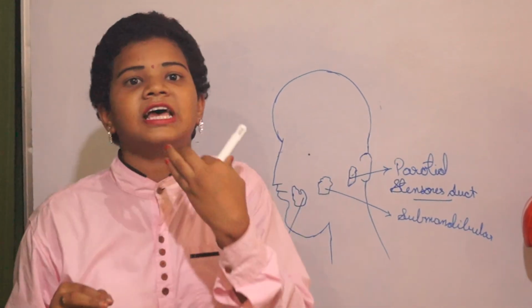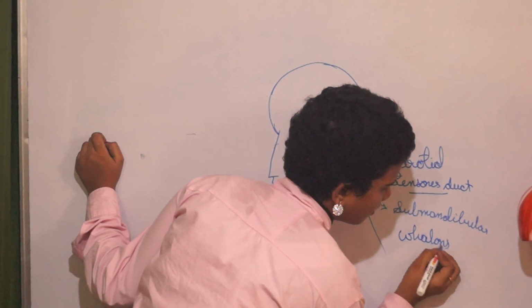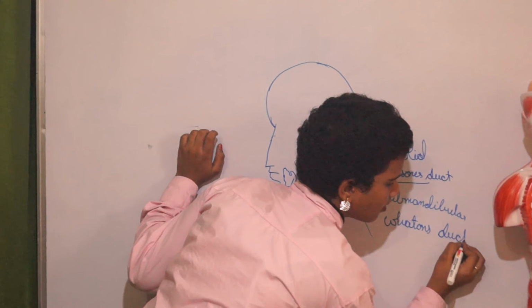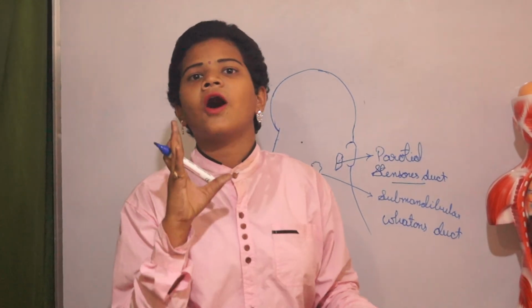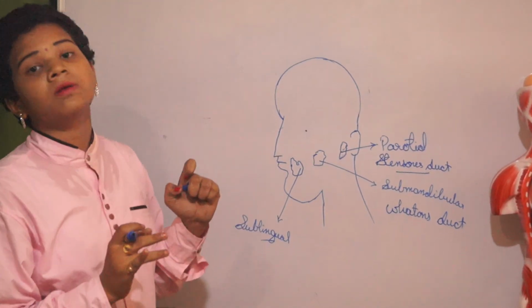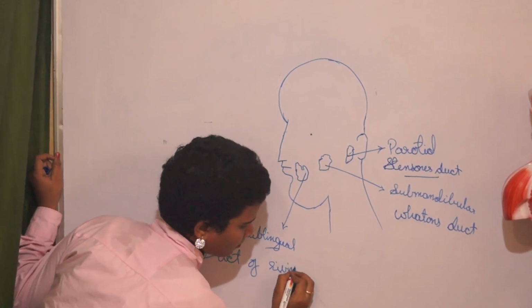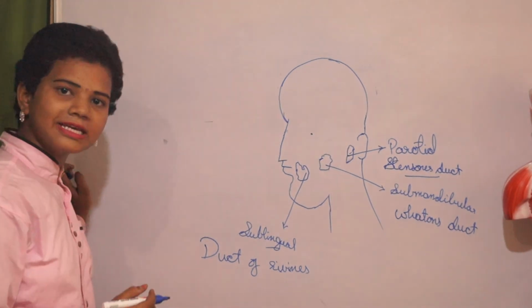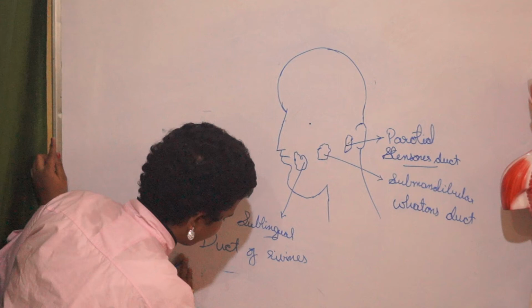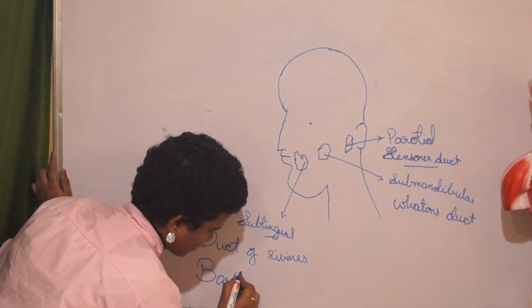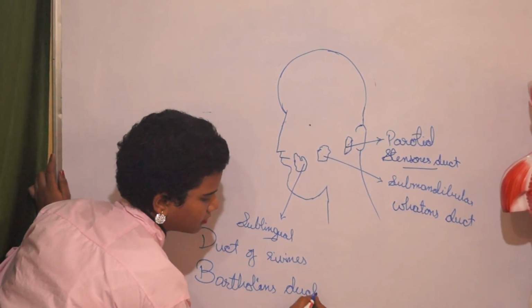The submandibular salivary gland has its own tube to pour itself, called Wharton's duct. And the sublingual salivary gland has its own tube to pour itself, called the duct of Rivinus or Bartholin's duct.